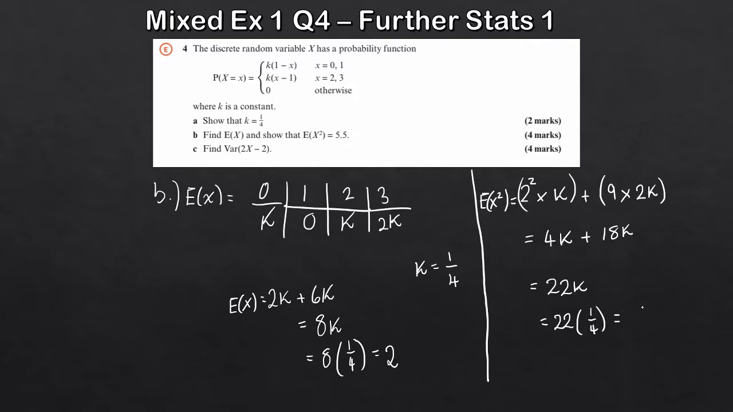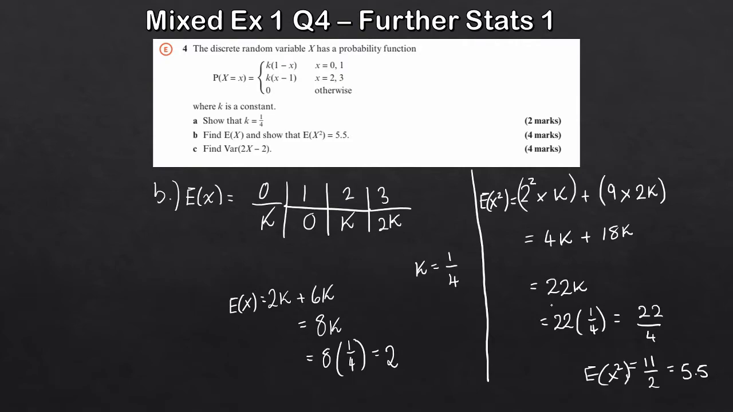And then we can just simplify this. So you can just put this on your calculator, or you can just simplify it by hand. So that's 22 over 4, so that'd be 11 over 2. And then obviously 11 over 2 is just 5.5, like we were required to show. So there we go. So that's the expectation of x squared.